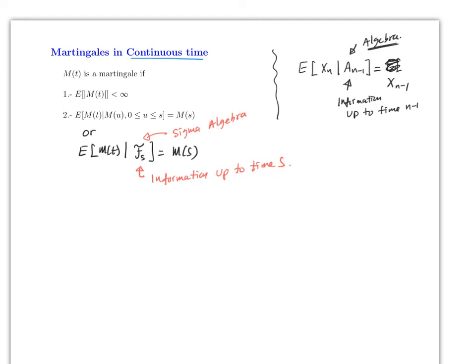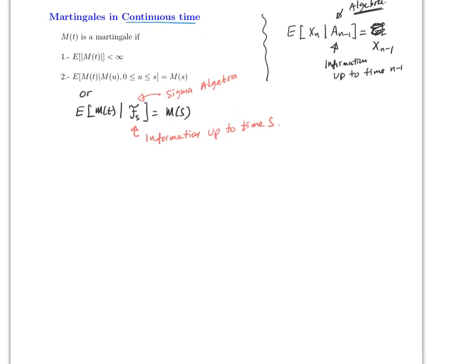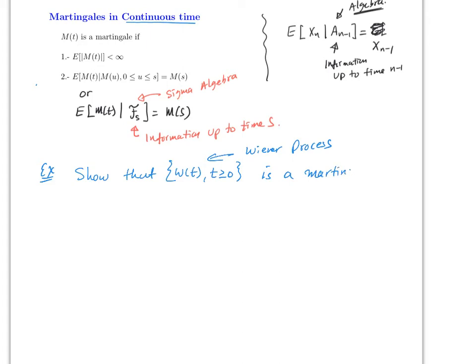All right, so let's do an example now, and the example is actually very interesting because of this. The example is the following. Show that the standard Brownian motion W_t for t greater than or equal to 0, so this is the Wiener process or standard Brownian motion, is actually a martingale. So that's what we're going to show.